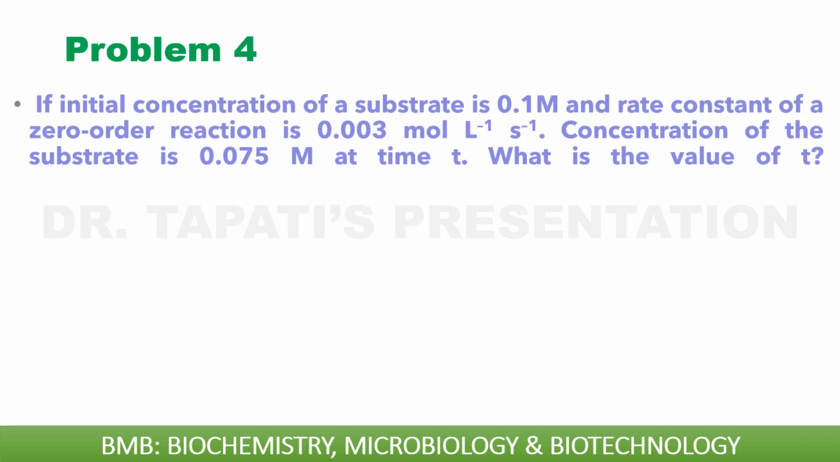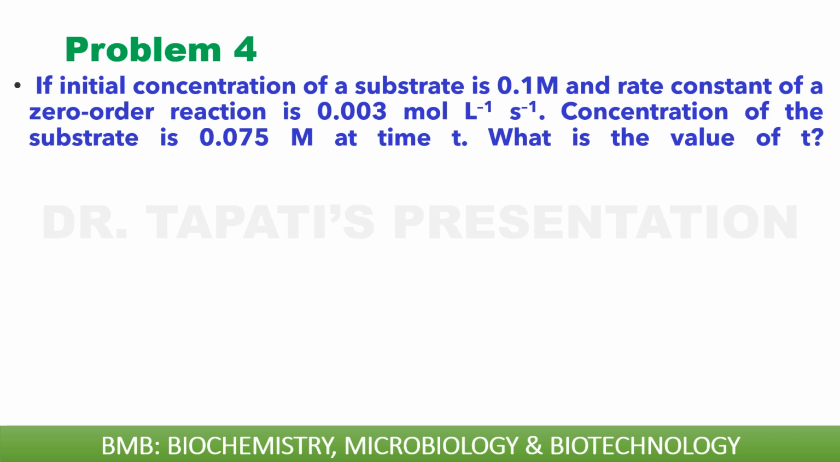If the initial concentration of a substrate is 0.1 M and the rate constant of a zero order reaction is 0.003 mole per liter per second, the concentration of the substrate is 0.075 molar at time t. What is the value of t? Let's try it.